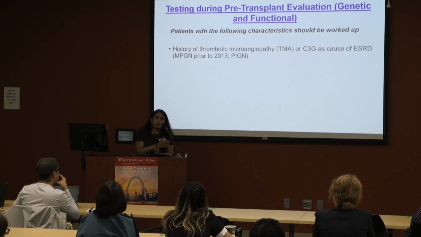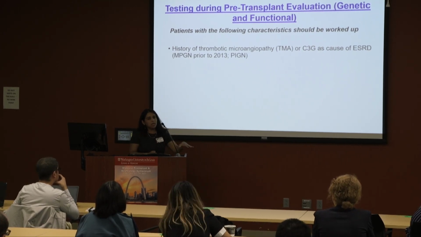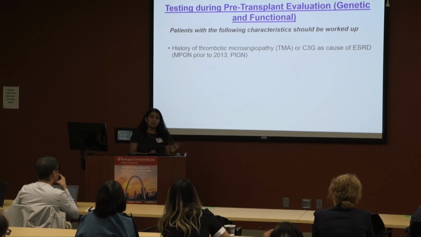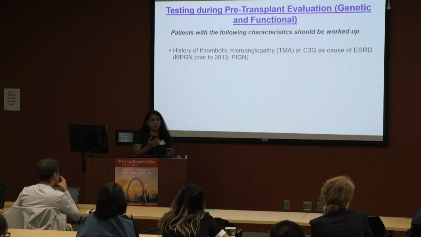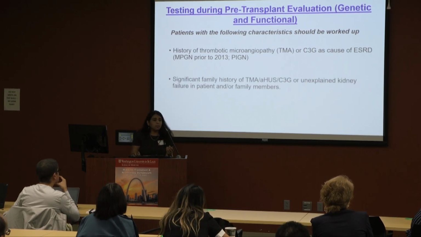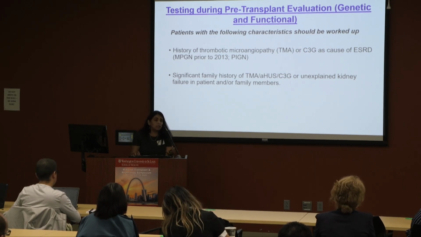Now remember that C3G is a relatively newer terminology, and this was really an outcome from MPGN. And so if you have a patient who had a biopsy prior to 2013, before we really figured out that this was C3G, those patients come in with a biopsy diagnosis of MPGN or post-infectious GN. So it's very important to look at that biopsy and not assume that that was MPGN, and those patients need to be tested. Anybody with a significant family history of any of these conditions, or for that matter, a young patient with an unexplained kidney failure should undergo testing.